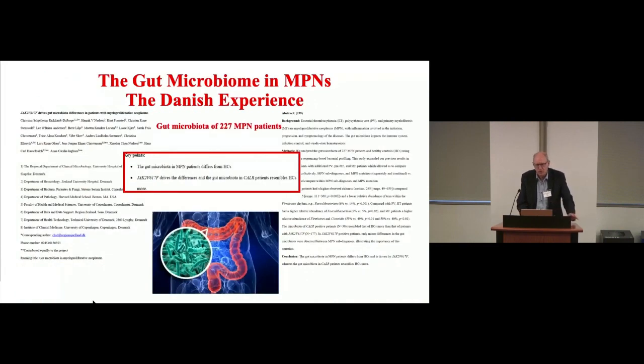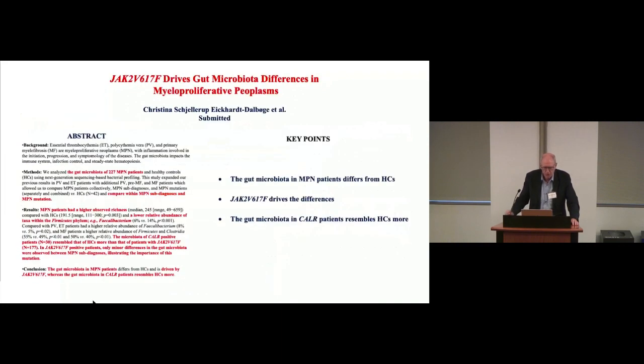And then our latest work was in myelofibrosis patients, and I can just tell you the story that they also have an aberrant signature. So something is going on here. The key points in our research: the gut microbiota in MPN patients differs from healthy controls, the JAK2 mutation drives this difference, and the gut microbiota in CALR patients resembles more that of healthy controls.